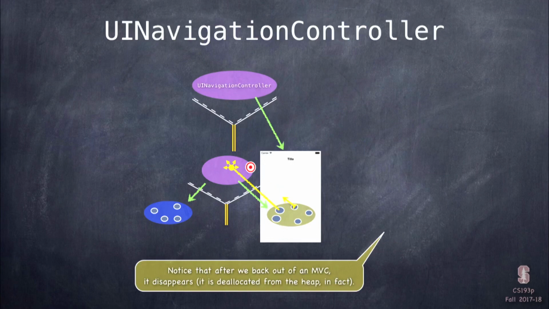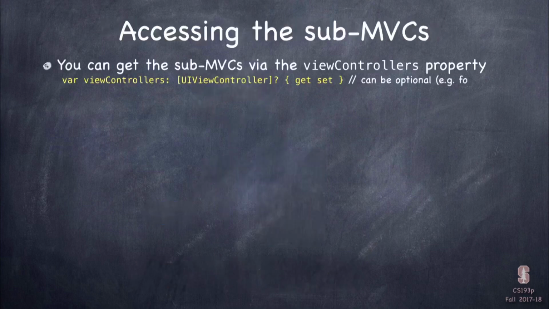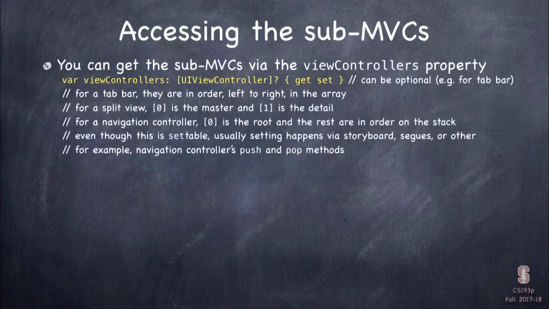Okay? So it's very important to understand that as we use a navigation controller, usually when we put things on, we're creating a new one, and when we take things off, we're throwing it away. That is the normal operation of a navigation controller. Okay? It can be used in other ways, but that is its normal operation. Okay, so those are the three kinds of MVCs of MVCs.